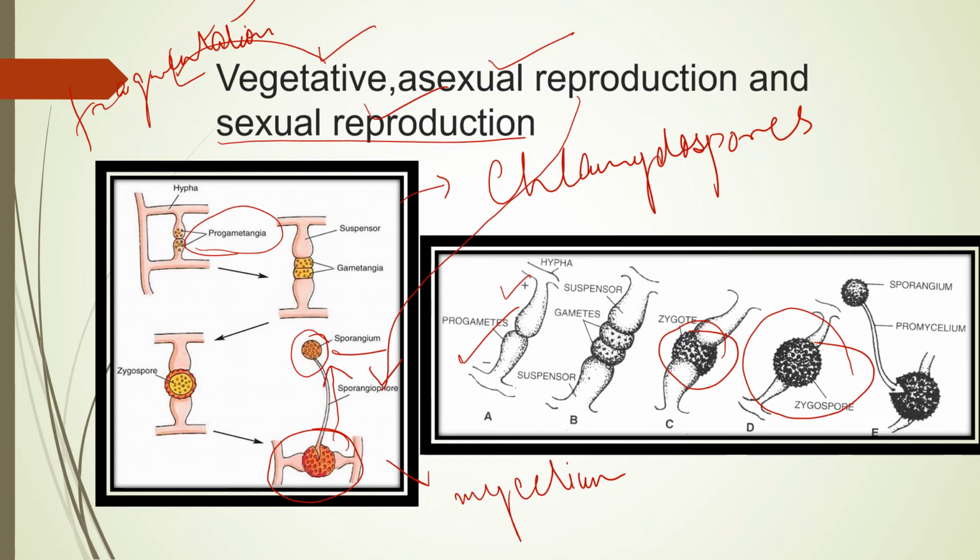The inner wall of the zygospore develops into a promycelium, forming the germ sporangium, which forms apically. We can see here the sporangium forming apically, and from this sporangium, what bursts out gives us the sporangiospores. Is it clear? It's a bit difficult and complex, so you just need to go through it once and remember the terms and what is happening in sexual, asexual and vegetative reproduction.